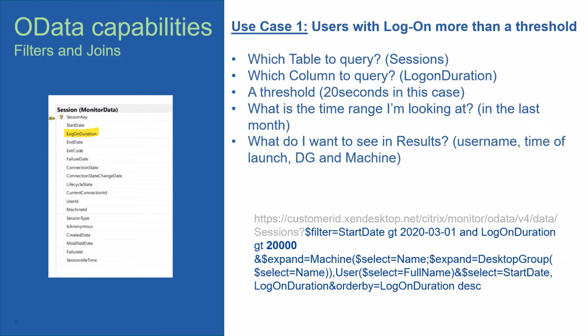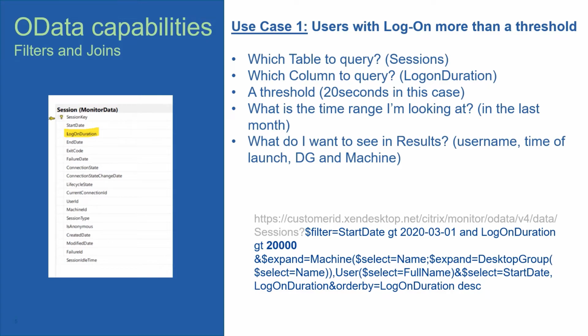So yeah, let's see how to create this particular query. Say you have a use case: I have one deployment, and I want to see the users who have a logon based on a particular threshold. Say I want to see the users who have logon in this particular month, who have logon more than 20 seconds. How do I even start with a query?